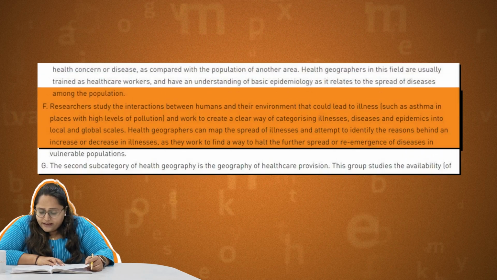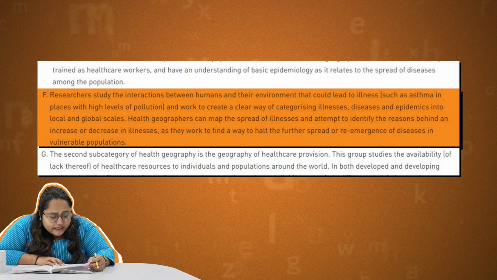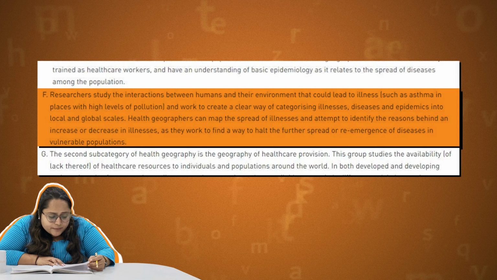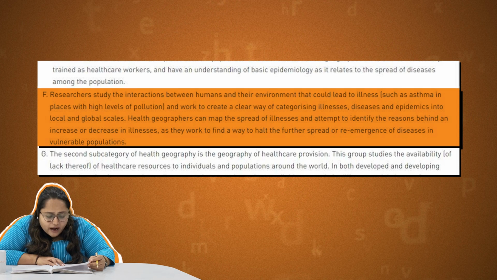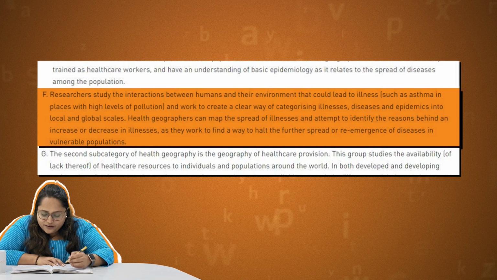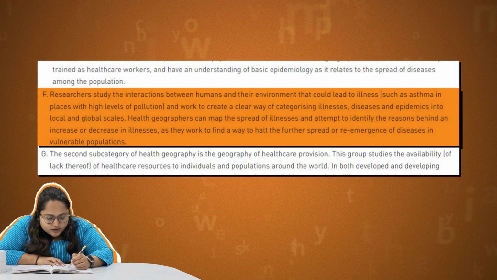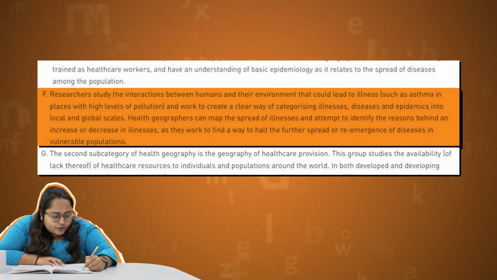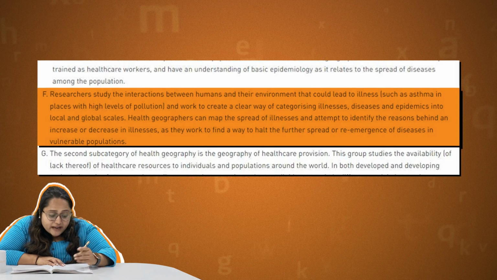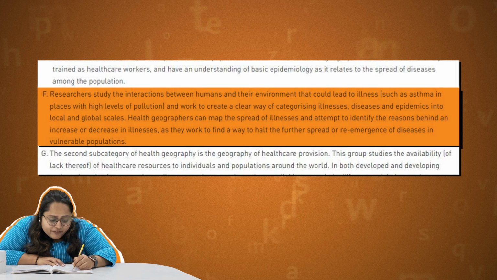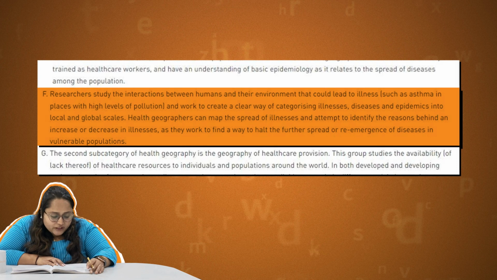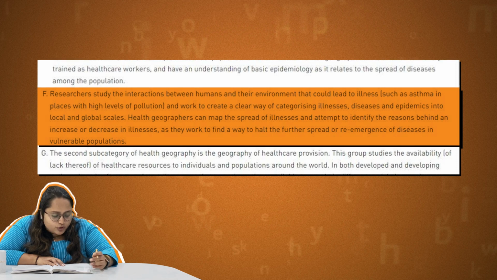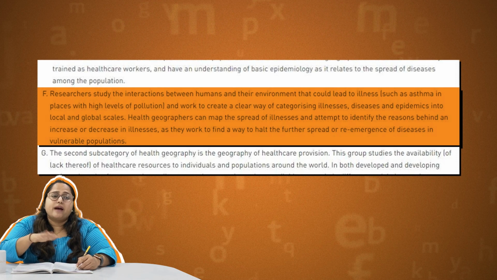Okay, now let's go to paragraph F. Researchers study the interaction between humans and their environment that could lead to illness, such as asthma in places with high levels. Again, here we have got the word levels. Okay, let me mark it. Levels of population, and work to create a clear way of categorizing. Categorizing means identifying, classifying illness, diseases, and epidemics into local and global scales. Means they can measure the level.